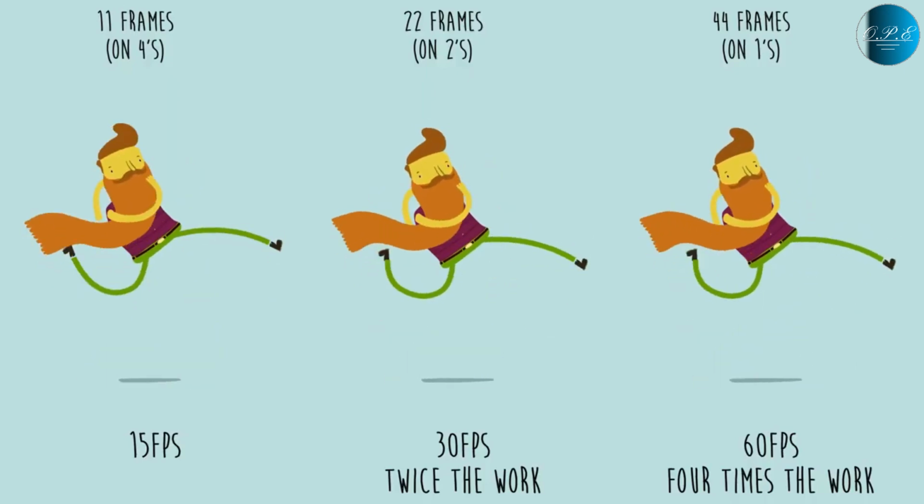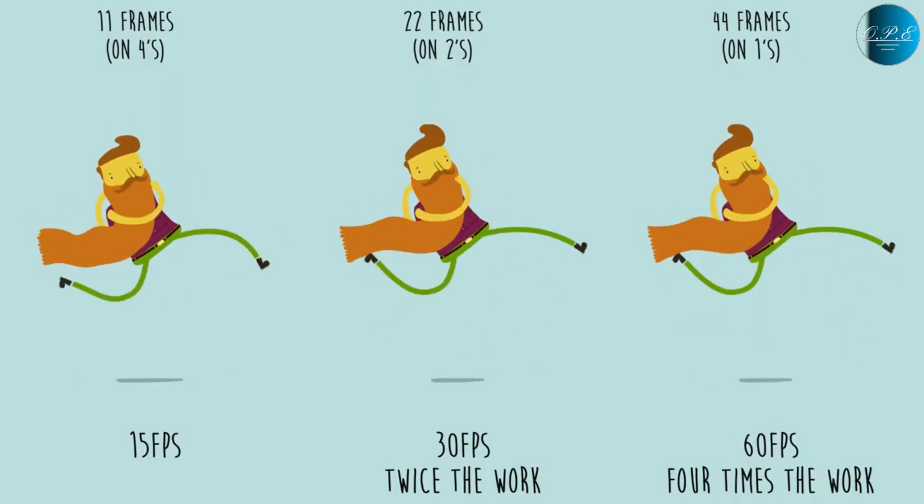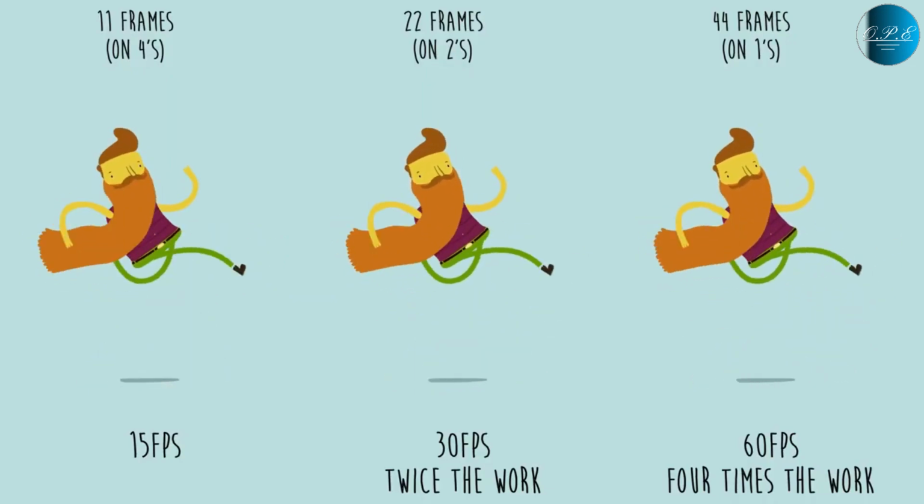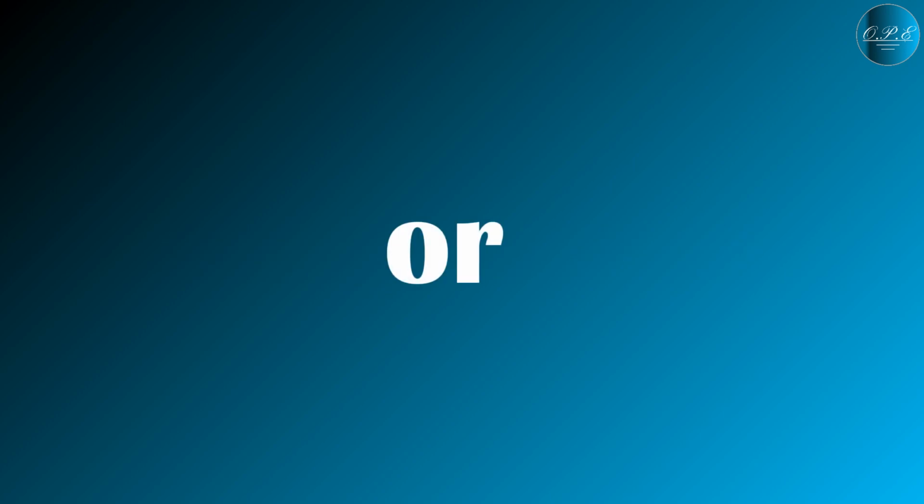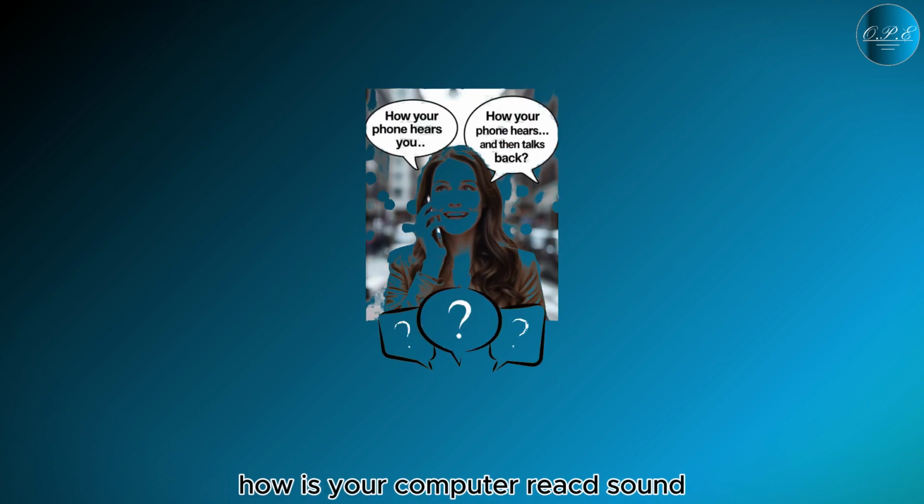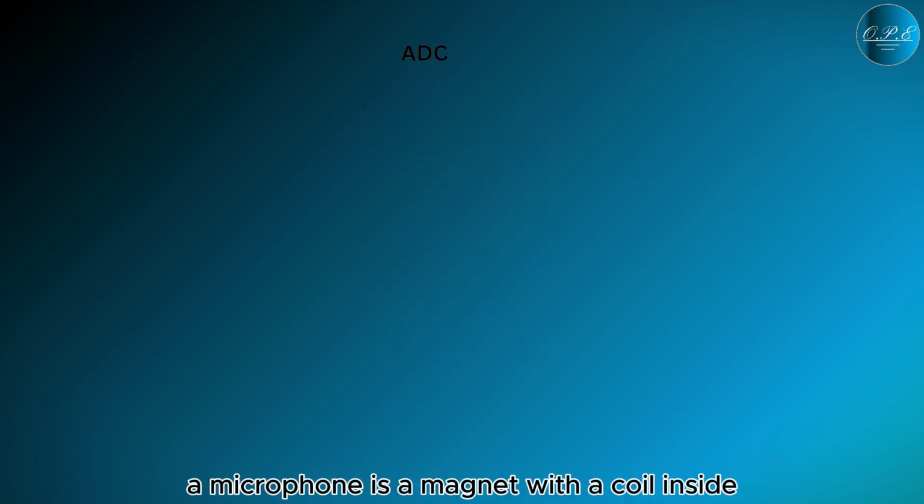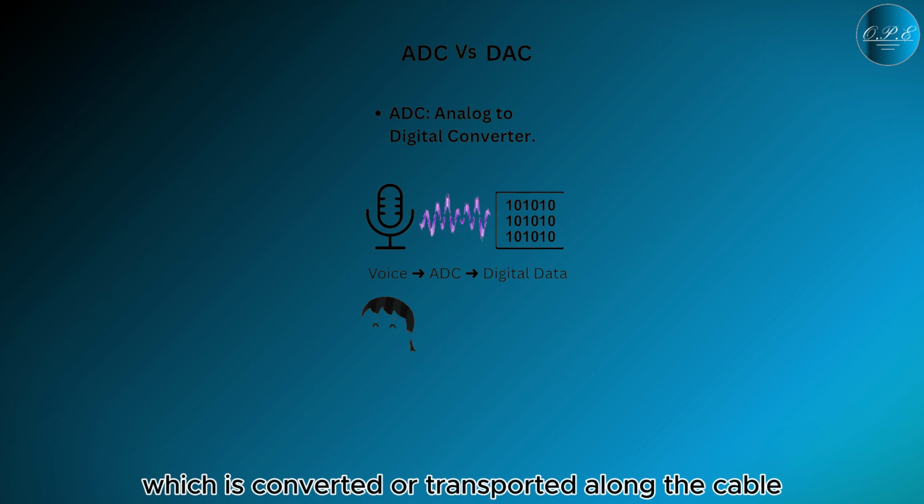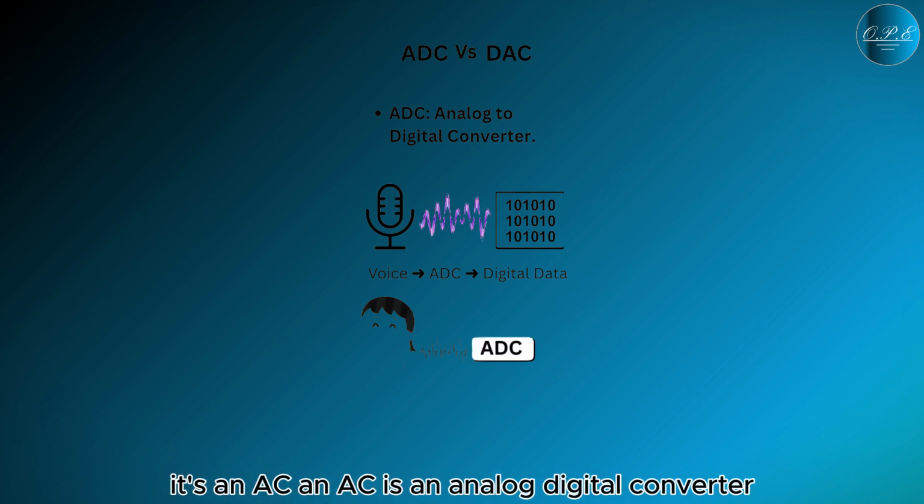According to research, 1080p video equals about 2 million pixels per frame, and sound is encoded separately using an MP3 or an AAC. So how does a computer store sound? First we have the microphone. A microphone is a magnet with a coil inside that converts sound into analog signals, which are transported along the cable to an ADC. An ADC is an analog-to-digital converter.